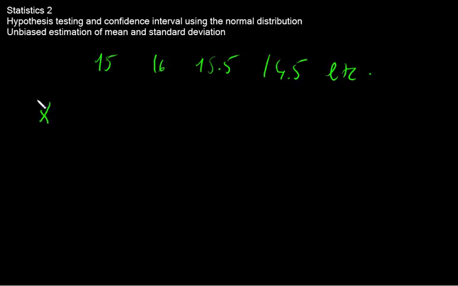So just say x̄, this is the mean. Basically you just get all the numbers and divide it by the number of variables. So that's the basic idea of it. I don't know why they put unbiased estimation, but that's just the mean. The standard deviation is different.